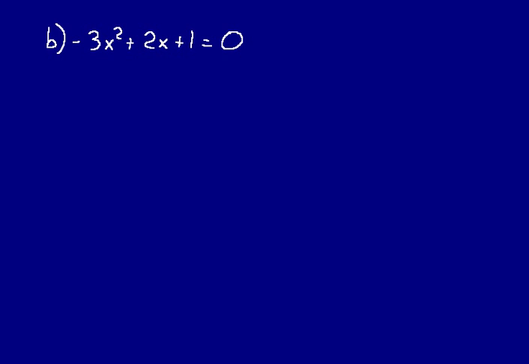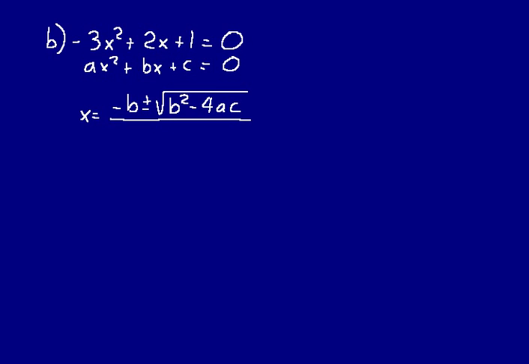Let's do one more. Negative 3x squared plus 2x plus 1 equals 0. Let's solve that using the quadratic formula. So what we want to do first is write our standard form underneath it. We'll use that as a guide to help us remember what a is, what b is, and what c is. And then let's go ahead and write down the quadratic formula. x equals negative b plus or minus the square root of b squared minus 4ac all over 2 times a. Memorize that formula.